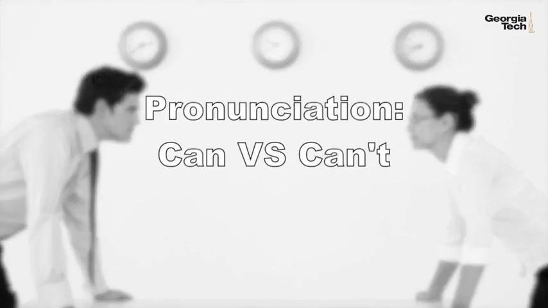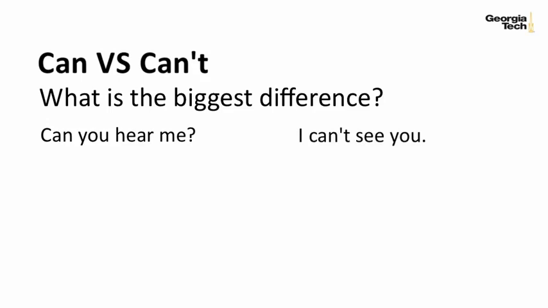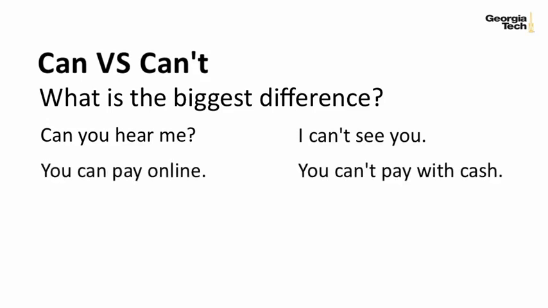First, let's start off with can and can't. What do you think the biggest pronunciation difference between these two is? A lot of English learners think the difference is with the T at the end. However, listen to these examples. Can you hear me? I can't see you. You can pay online. You can't pay with cash.